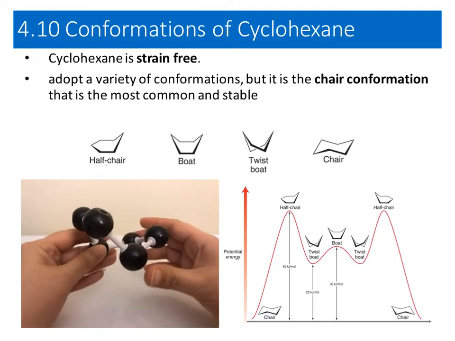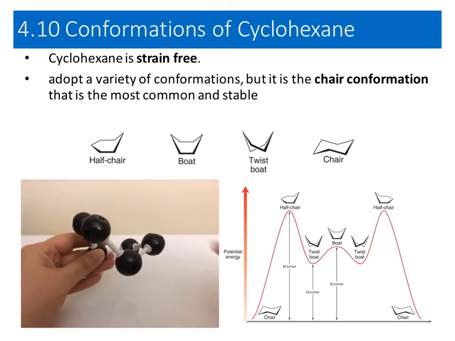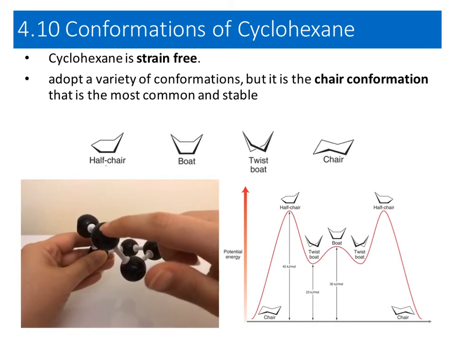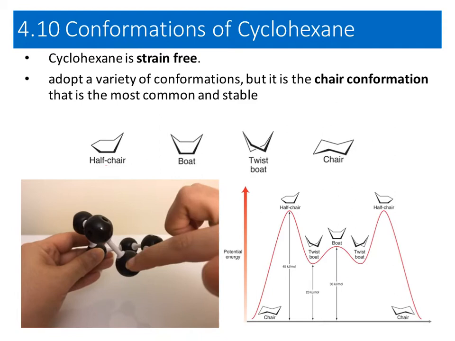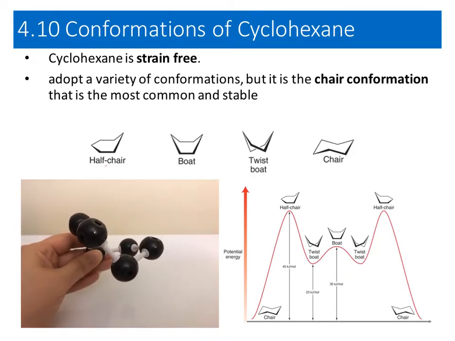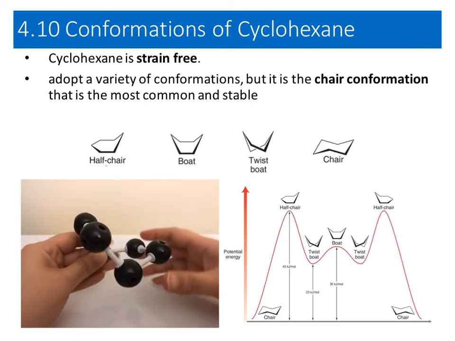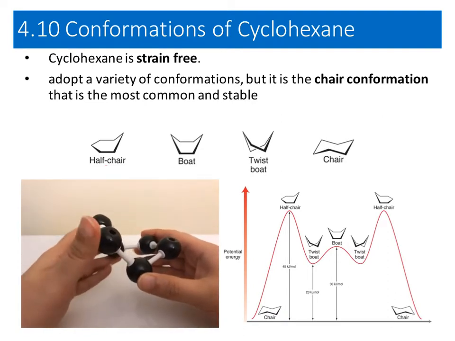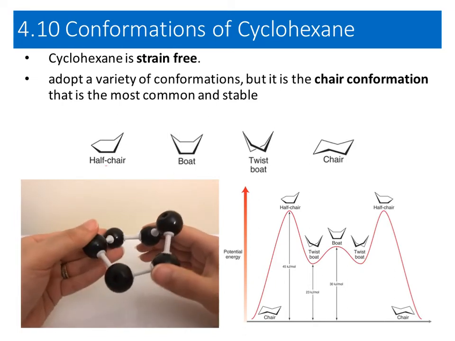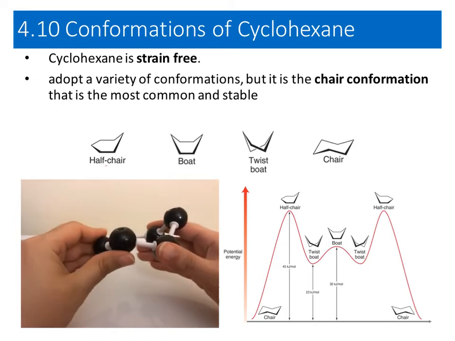Okay, so the twist boat, these bonds, this one and this one, they are coming out of the plane of the page, and they are shown here. First, second, and third. And the last conformation, which is the most stable conformation, is the chair conformation, which is like this.